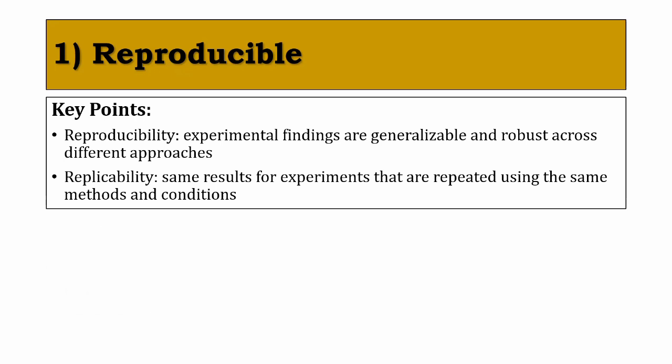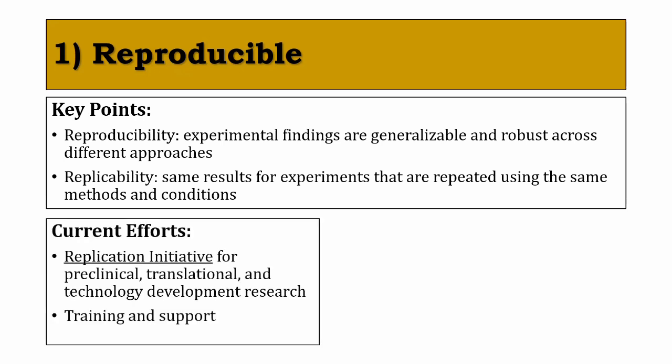So what is the NIH doing? What are some of their current efforts? Well, they have this replication initiative for preclinical, translational, and technology development research. These are from the NIH Common Fund programs to really try to make things reproducible and some of these important studies to be done again to make sure they are reproducible. They also have training and support on gold standard data sharing efforts.